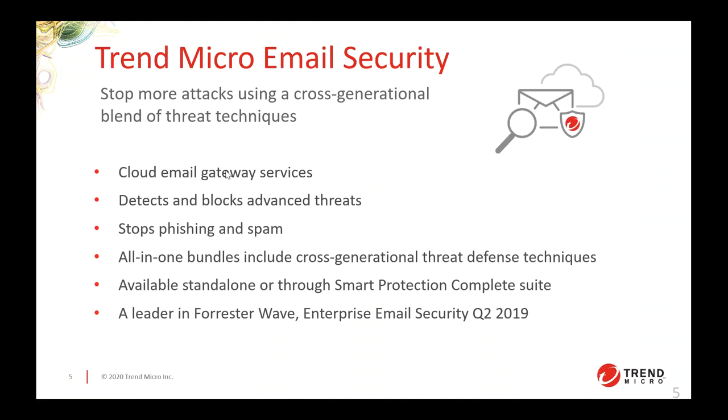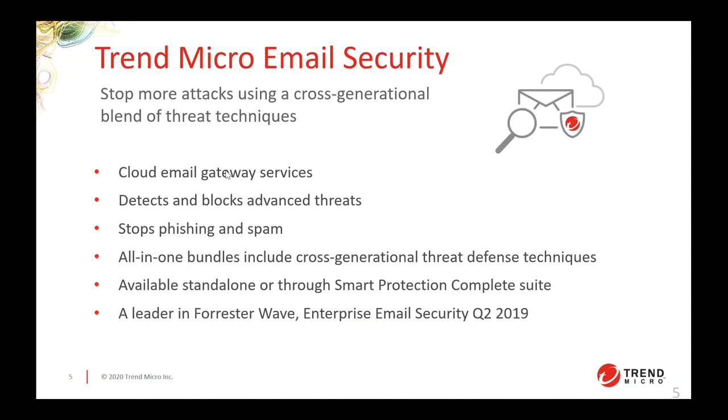So if you need only the email protection solution, you can go for the license suite called Smart Protection for Office 365. Otherwise, if you need the endpoint security, the encryption, and the MDM, and all the Trend Micro products along with the email security, then you can go for the Smart Protection Complete suite.